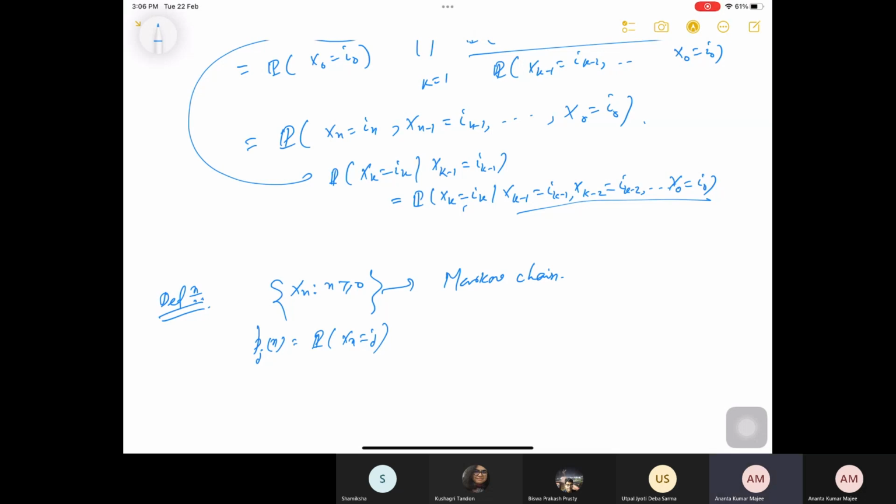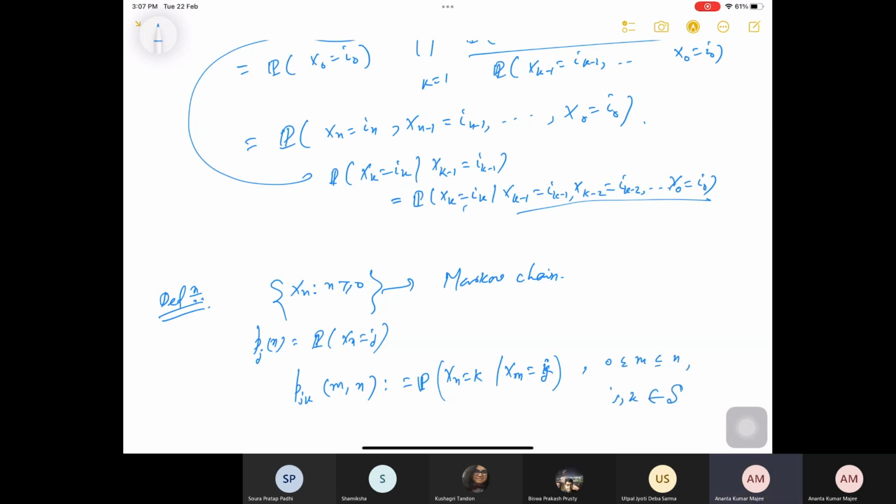Now I am defining pjk(m,n), which is by definition the probability that Xn will be state k given Xm is equal to j. What is the probability that we start at time m with state j, and it will be in state k at step n? That means Xn is equal to k, where 0 is less than or equal to m, which is less than or equal to n, and j, k are in my S. This is pjk(m,n).